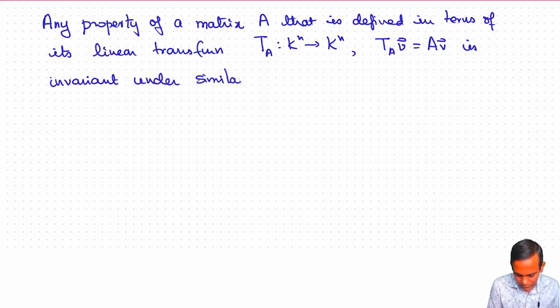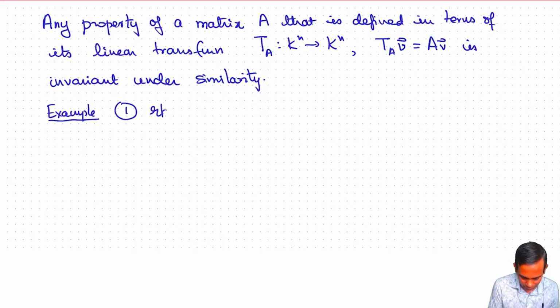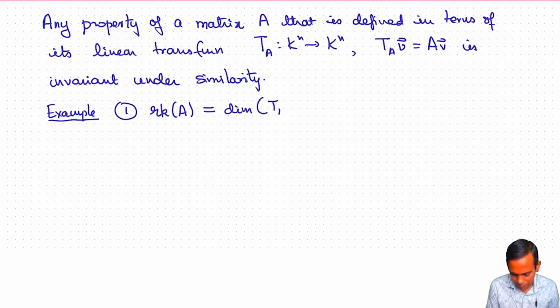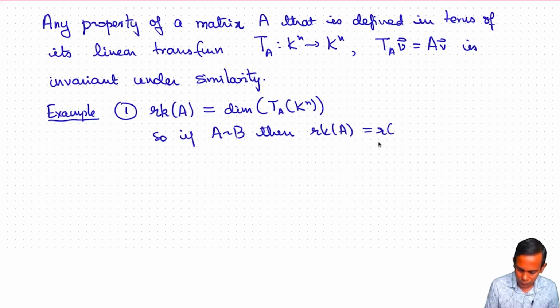That means if you replace A by a similar matrix, then this property will not change. So for example, if you take the rank of a matrix A, well, you can define it purely in terms of the linear transformation TA. This is the dimension of the image of TA. So if A is similar to B, then rank of A is equal to rank of B.